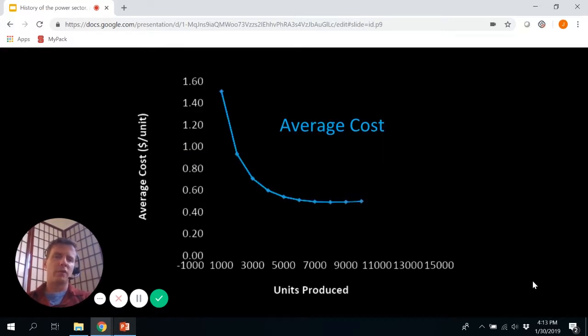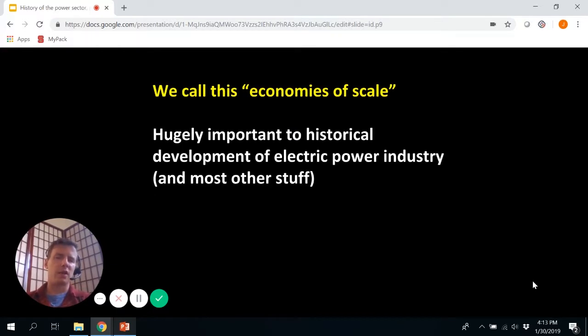So here's a hint from one of the first lectures we had in this class, and what it shows is that as the number of individual units that you're able to produce increases, the average cost declines, and that's because the fixed cost is being spread out over more and more individual units sold. So the same thing in theory could be true of producing electricity. If you were able to build fewer power plants and then at those individual power plants produce more and more electricity, you could reduce the average cost of electricity sold. So again, we call this economies of scale. And I mentioned earlier that this was hugely important to the historical development of the electric power industry.